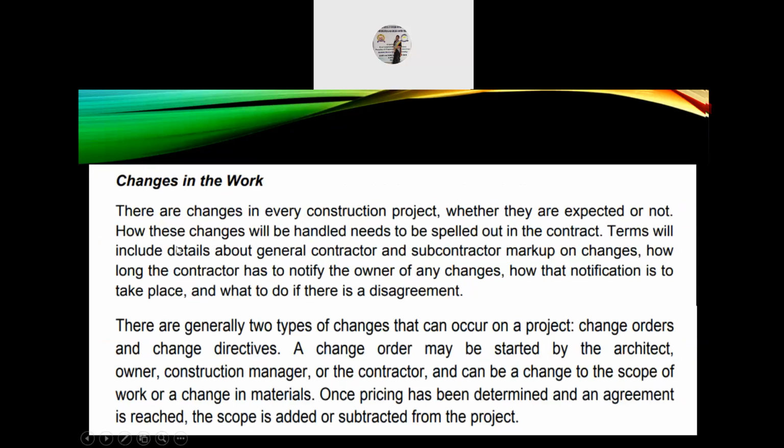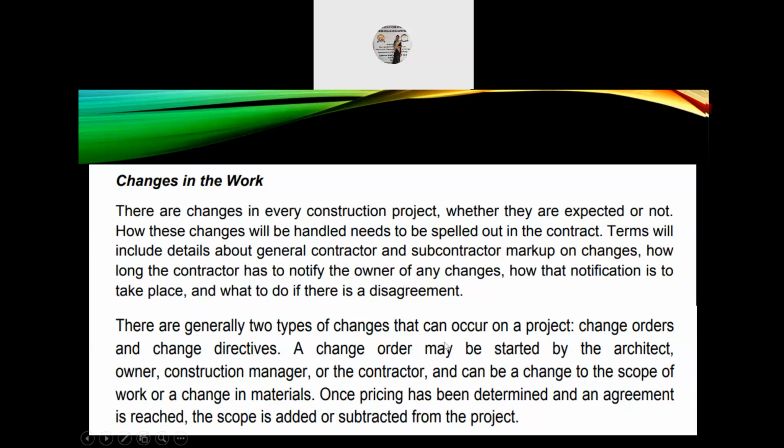Changes in the work. There are changes in every construction project, whether they are expected or not. How these changes will be handled needs to be spelled out in the contract. Terms will include details about general contractor and subcontractor markup or changes, how long the contractor has to notify the owner of any changes, how that notification is to take place, and what to do if there is a disagreement.